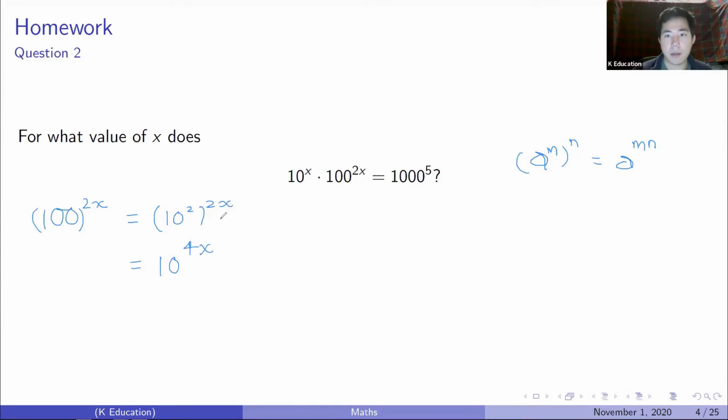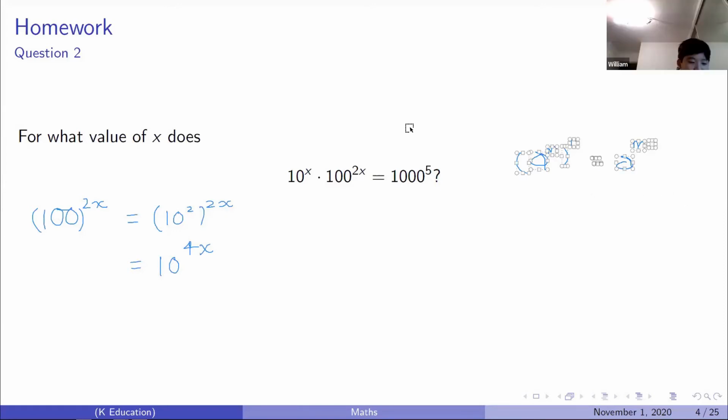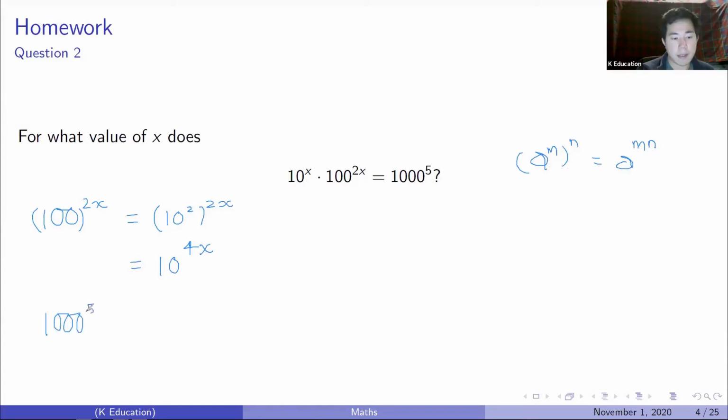Okay, so what about the 1000 to the power of 5? I just made it 10 cubed to the power of 5, because 10 cubed is 1000. Okay, and applying the same rule as you just did, this is 10 cubed to the power of 5. What's that as a power of 10?